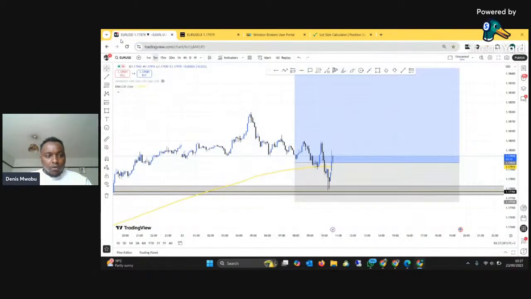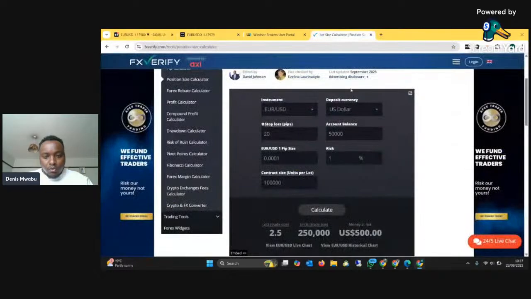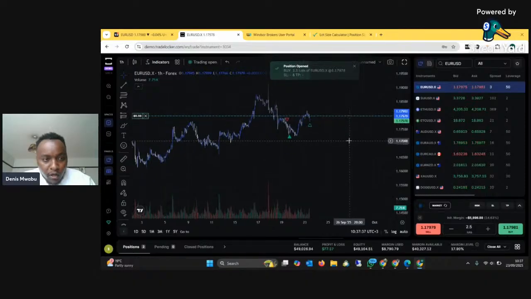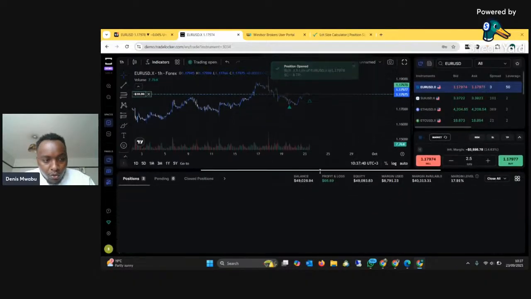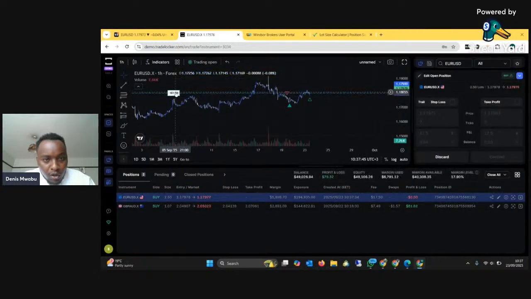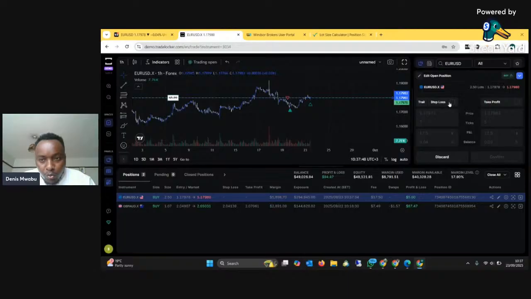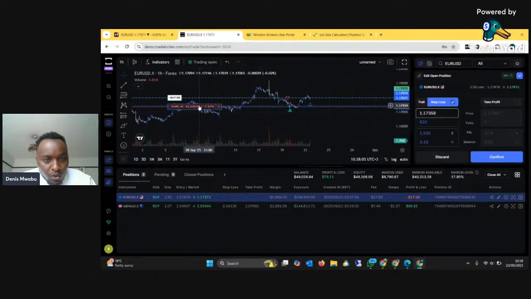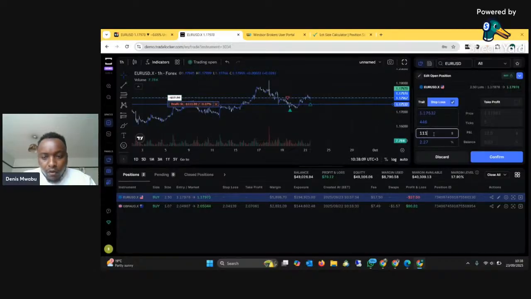Risking only 1% of my account. It's pushing, so I'm going to participate in the buy, and my stop loss is going to be that, a 20 pips stop loss on Euro USD. Yeah, it should be like 500.